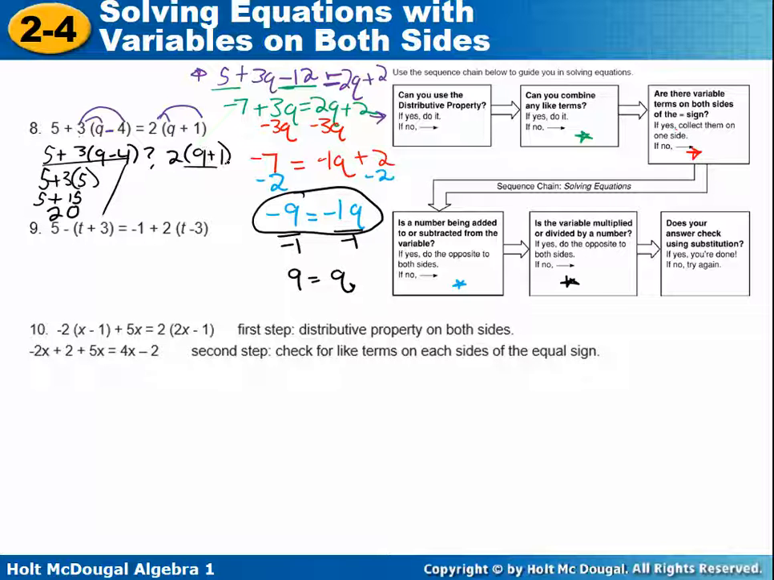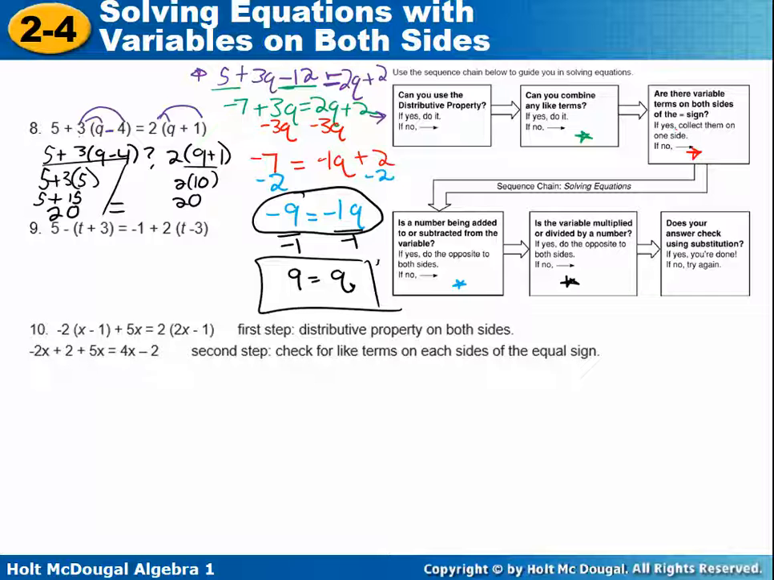We have to do the parentheses first. That's 10, so 2 times 10 is 20. Now we look at the two sides and say, yes, they are the same, so then this is my solution to this problem. And you don't have to show your checking on the worksheet, but you should be checking your work, especially on a quiz or test, to make sure that your answer is correct.